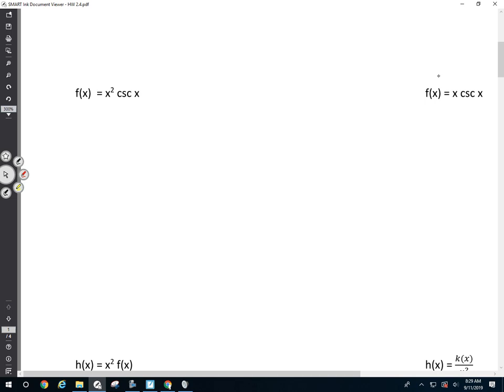This you can't simplify. That you can't simplify. So we're going to have to use the product rule. Tangent slope generator of the first times the second plus tangent slope generator for cosecant is negative cosecant cotangent times x squared. Maybe I factor out an x and a cosecant. Is it necessary? Nah.